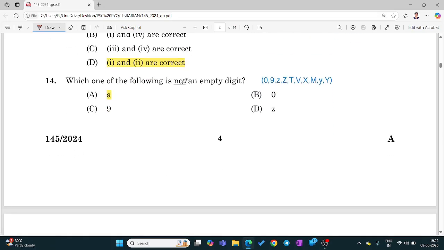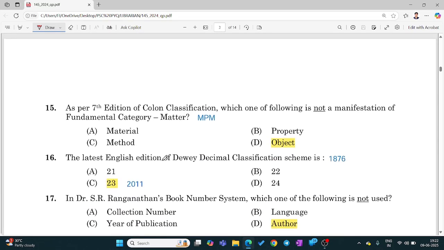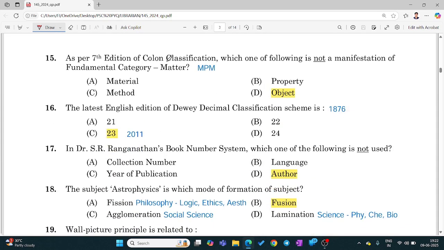Which one of the following is not an empty digit? Option A ആണ് correct answer. As per 7th edition of colon classification, which one of the following is not a manifestation of fundamental category matter? Object ആണ് answer. The latest English edition of Dewey Decimal Classification Scheme is 23.